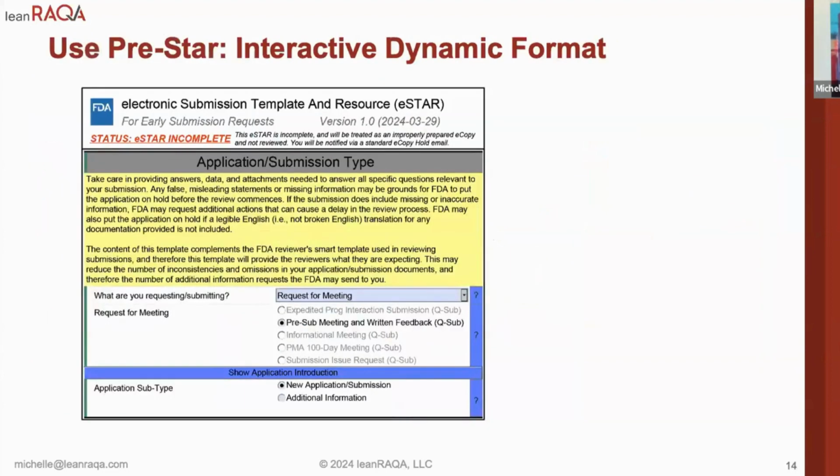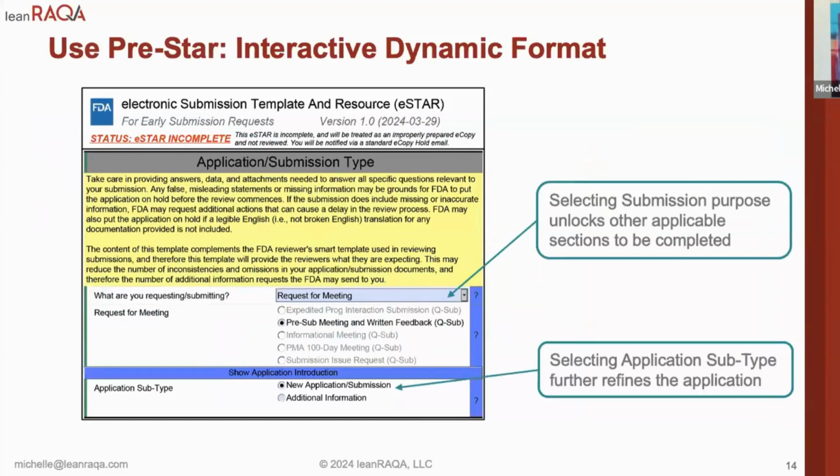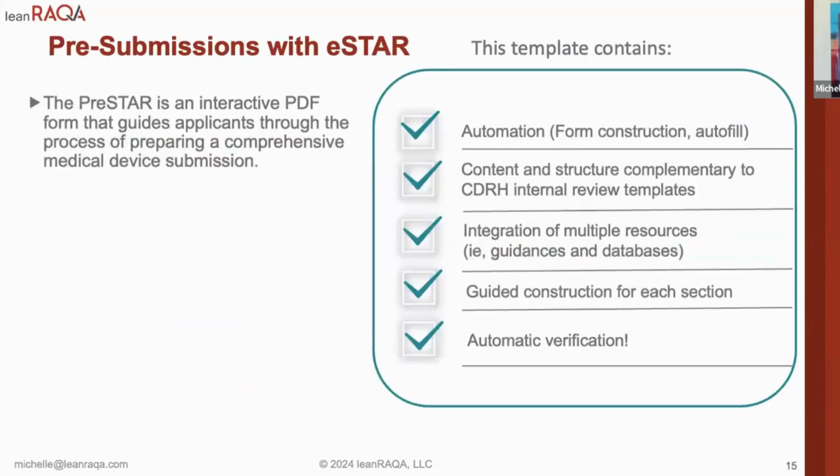So recently, FDA has launched the Presta. It is still voluntary, but to submit your pre-submission to the FDA, there's a section where you can request submissions, or request a meeting, or request written feedback, depending on your selections from the drop-down menus. And then that starts to open up or close down different elements of the Presta template.